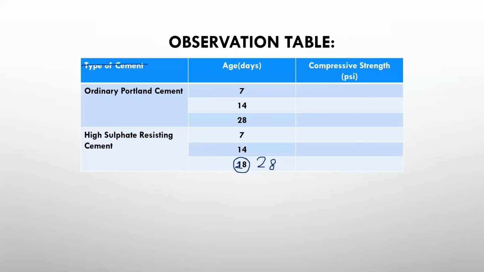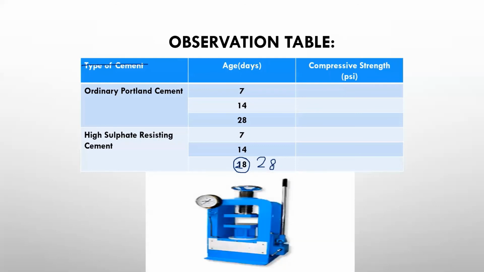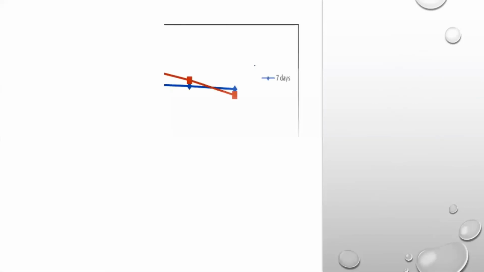So this is the way to make the observation. I'm just giving you an idea over here. You can make your own tables according to your thinking as well. So how can you make your tables more attractive and more fascinating? This is the compression testing machine. You have to perform the test in it. You have to place the cube in it. I have already shown this in the lab demonstration.